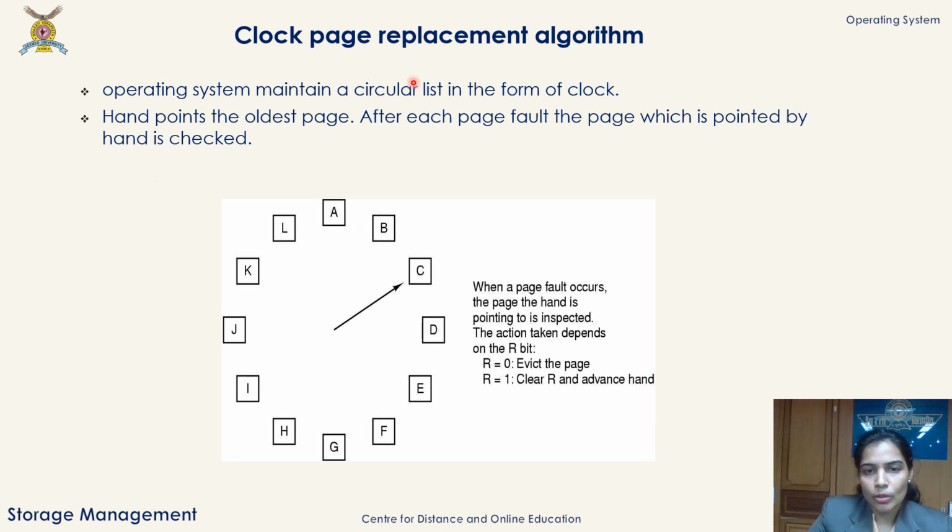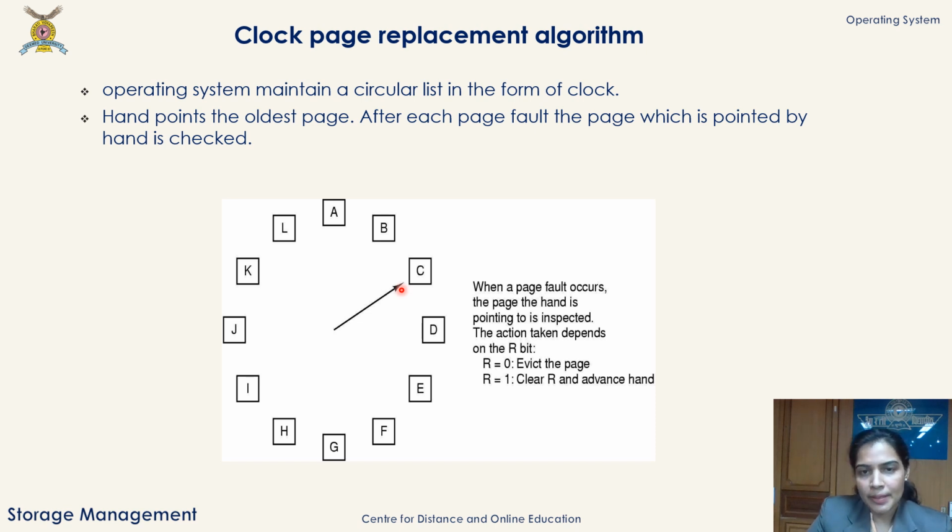The next is clock page replacement algorithm. In this case, OS maintains a circular list in the form of a clock. So here the pages form the clock shape. They are maintained in a circular list in the form of a clock. Here the hand points at the oldest page. Now, after each page fault, the page which is pointed by the hand is checked.